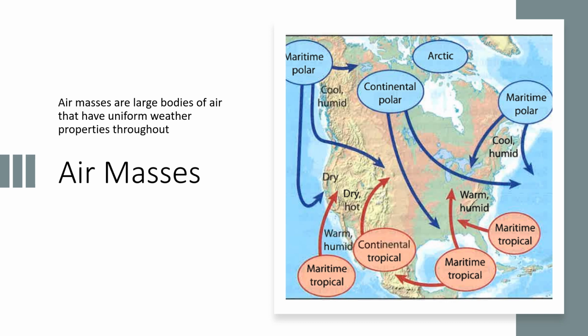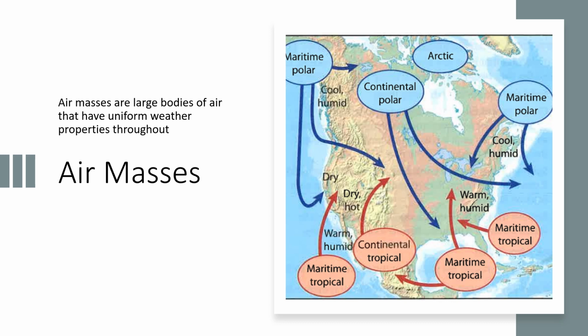Maritime tropical, maritime meaning that it is formed over water, tropical meaning warm, and because it's warm it can hold so much more moisture, so as it pulls up it can then bring more moisture onto land and things like that. So all of these bring in some sort of weather.